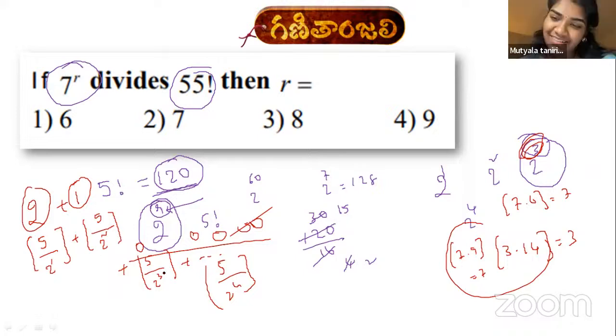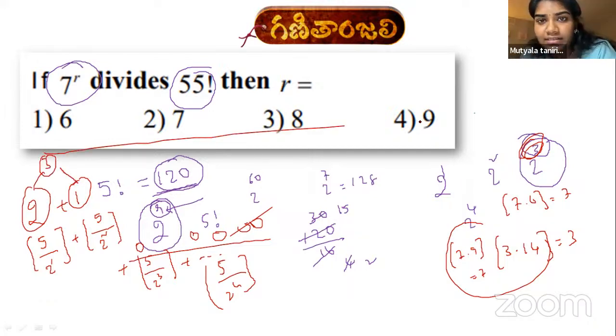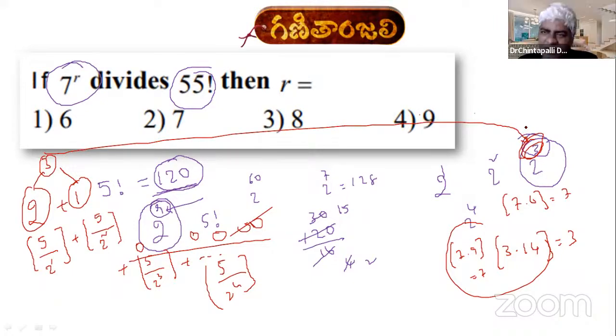Agree? Yes, sir. Then onwards, everything is 0. So the total is 2 plus 1, which is 3. That's why it is 3. Got the point? Yes, sir.